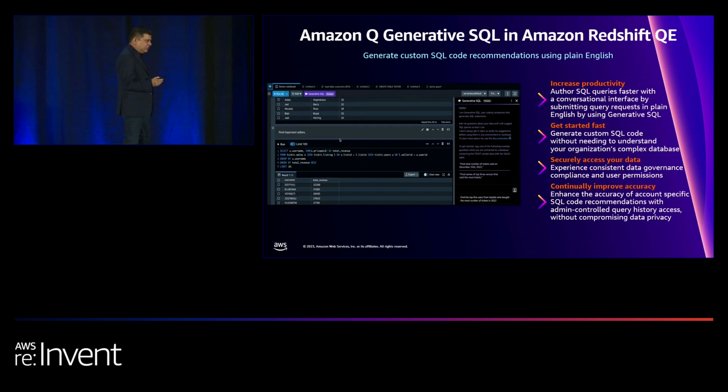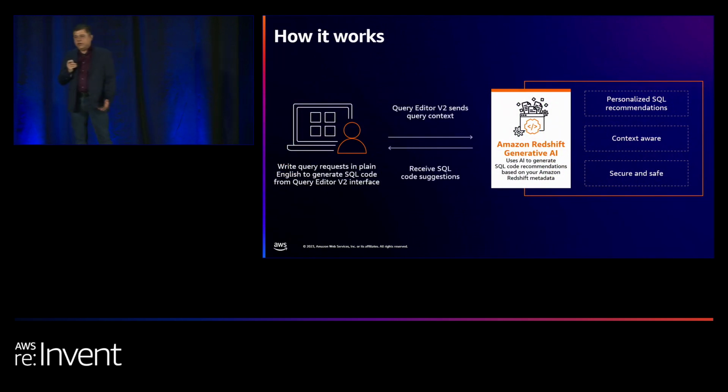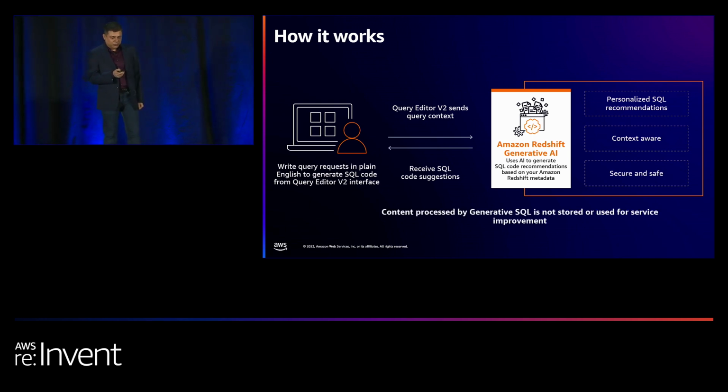With Amazon Q, now you can author SQL queries based on natural language prompts. This significantly increases productivity and allows you to author complex SQL based on the data set that's already existing in your system. And it continuously improves the accuracy of SQL transforms. How it works is Query Editor v2 sends query context, and it receives SQL code suggestions that you can copy and deploy into your notebook and execute. And we are going to just see this in the demo.